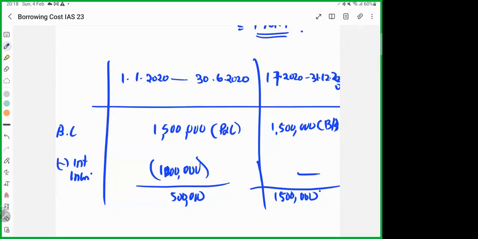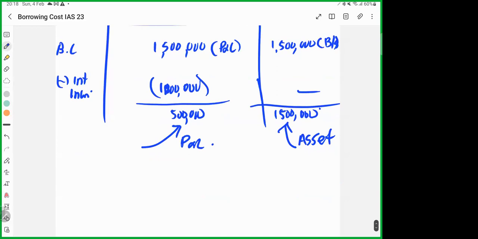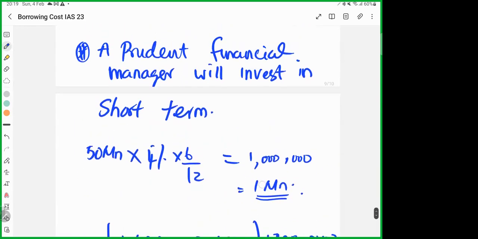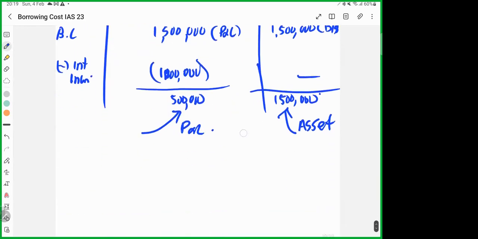Yes. So now, in this scenario, for the first period, this will go to P&L and this will go to BS, asset. Correct? Correct. This is the accounting treatment that is stated by IAS 23. Okay?